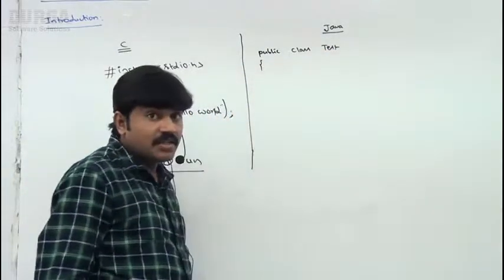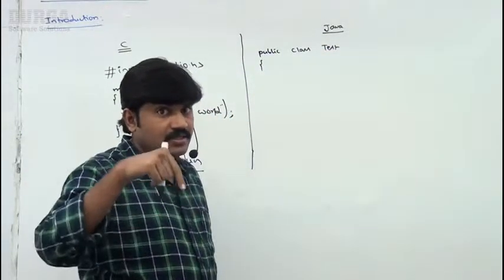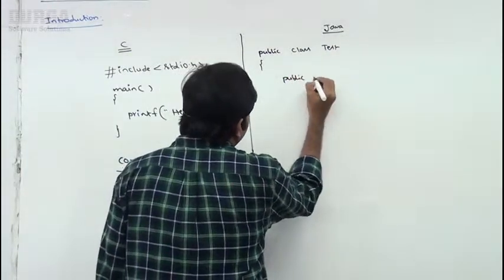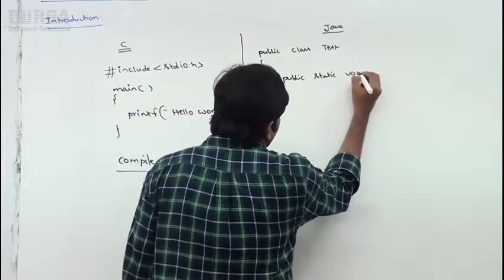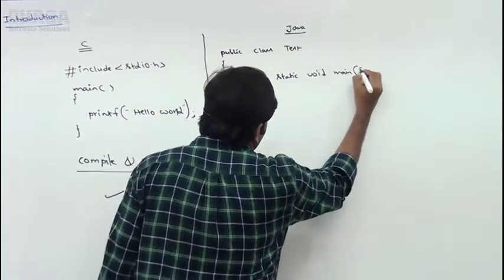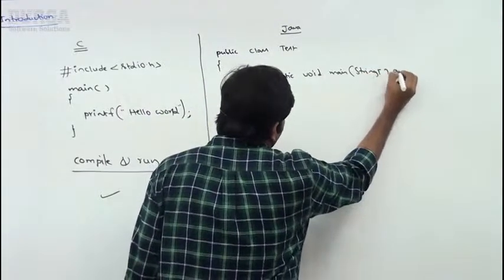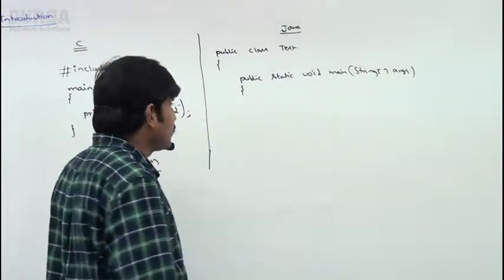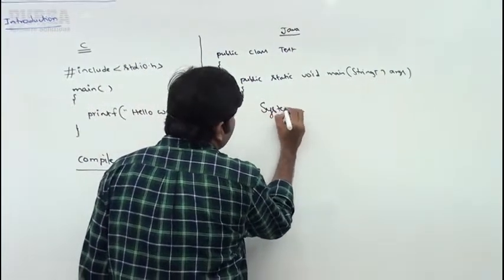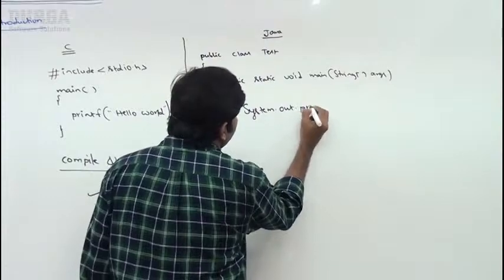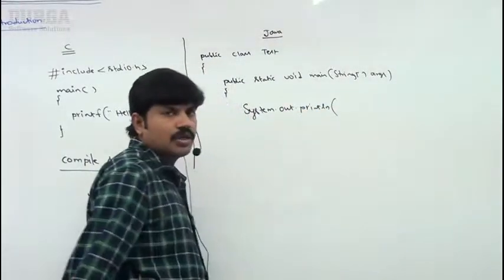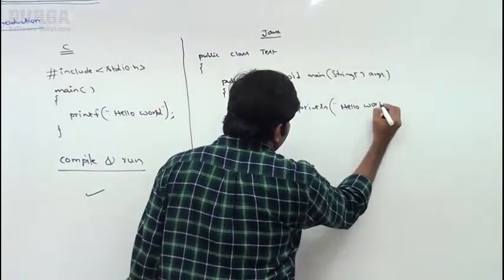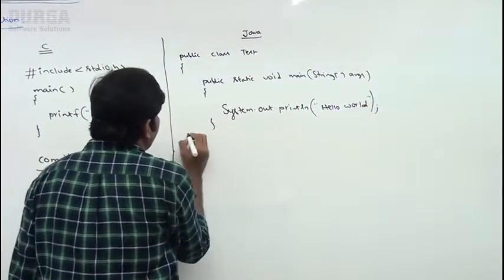Public class test. In Java, everything we have to write inside a class because it is object-oriented programming. Public class test, and then public static void main method, string array args. Then System.out.println, and here we have to take "hello world".